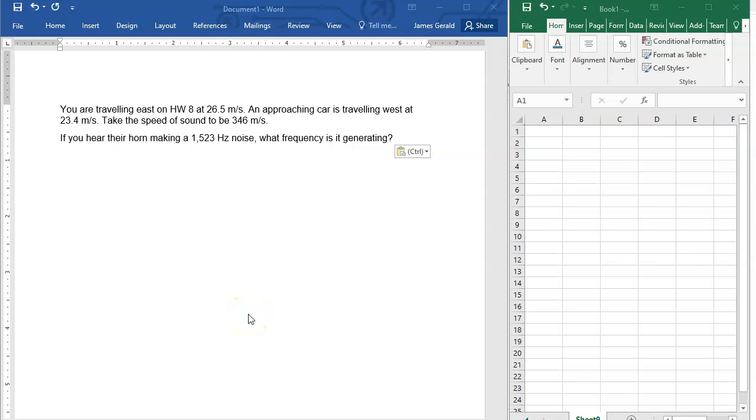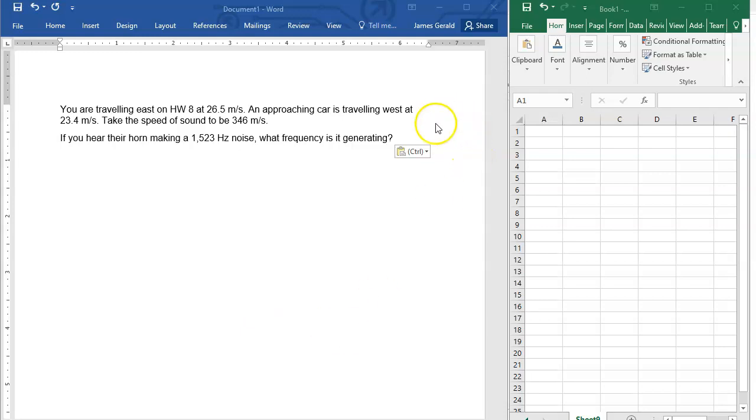Now you're traveling east at 26.5 meters per second. There's a car approaching you from the west, traveling from the east, traveling west at 23.4 meters per second. Take the speed of sound to be 346 meters per second. If you hear them honk their horn and it makes a 1523 hertz noise, what frequency is their horn generating?